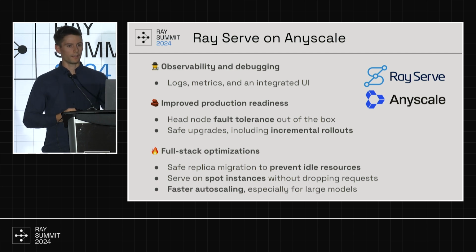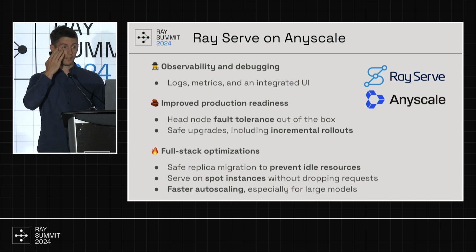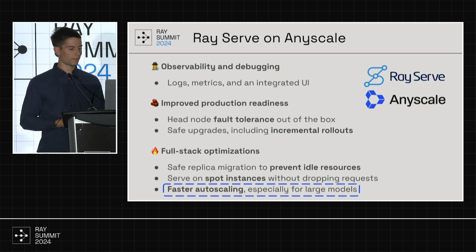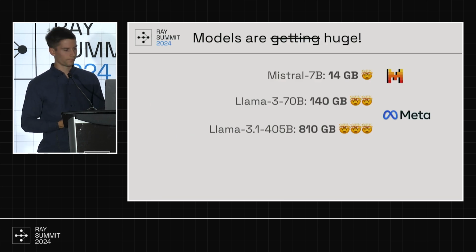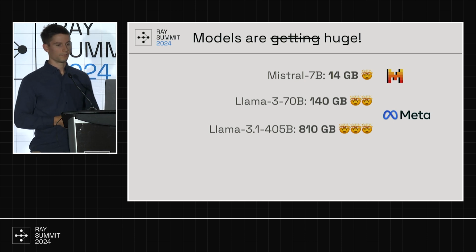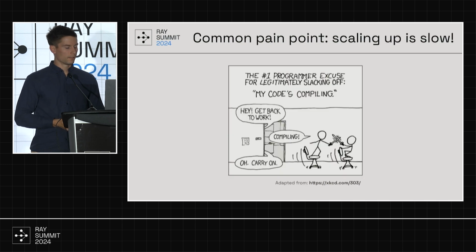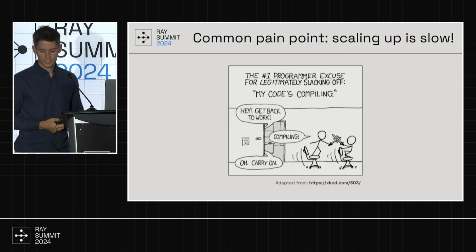And then finally, a big pain point that we see across not just Anyscale customers, but also open source users and people doing model serving in general, is that autoscaling can get really slow, especially for large models. So we've been working a lot on improving autoscaling speeds. So let's talk about that in a little more detail. As Akshay mentioned earlier, models have just gotten absolutely huge. And this leads to some pretty serious problems.